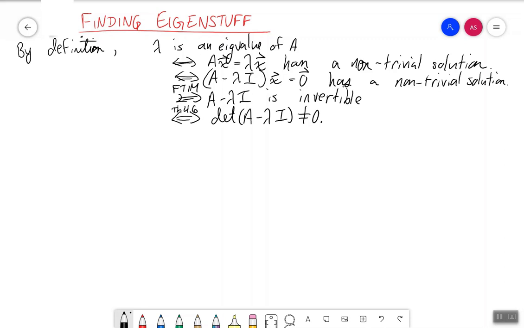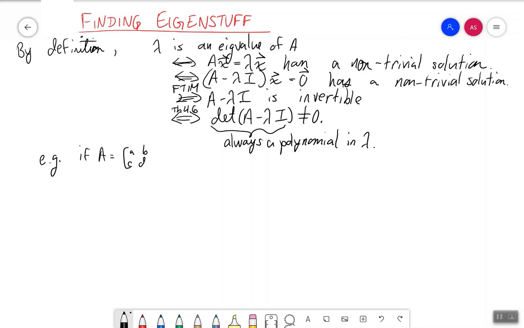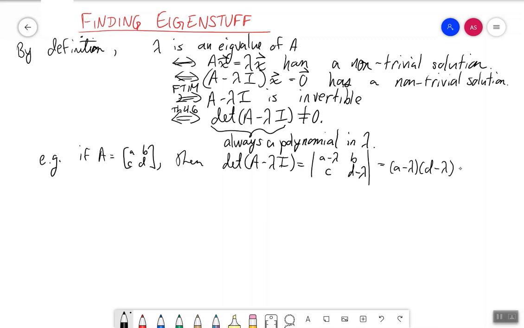Why is this helpful? Well, notice that this is always a polynomial in lambda. So for instance, if A is equal to [[a, b], [c, d]], then the determinant of A minus lambda I is equal to this thing here. When we expand this out using the formula for the determinant, this is (a minus lambda)(d minus lambda) minus bc, which is lambda squared minus (a plus d) times lambda plus ad minus bc.